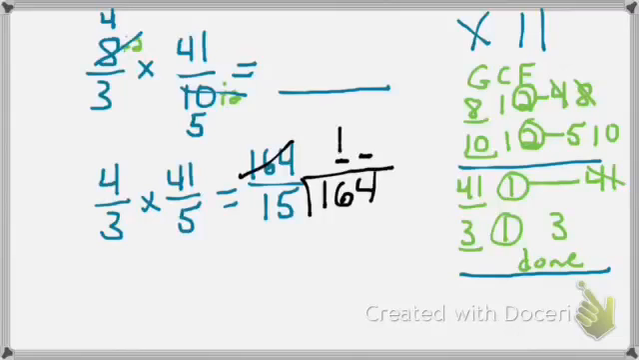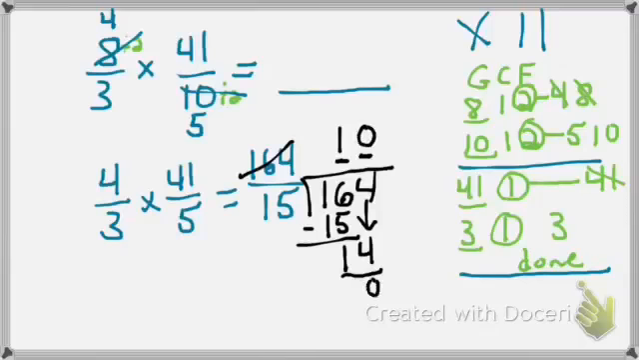15 goes into 16 1 times. 1 times 15 is 15. 16 minus 15 is 1. Compare: 1 is less than 15. Bring down my 4. 15 goes into 14 0 times.